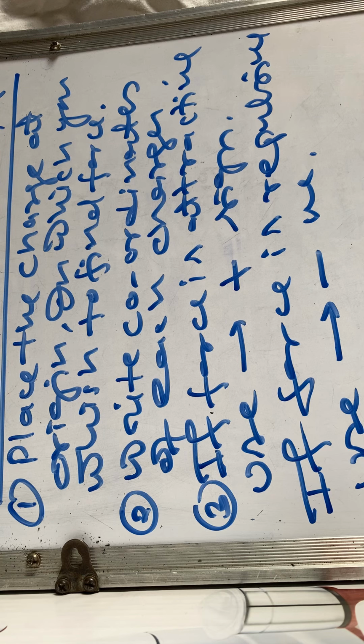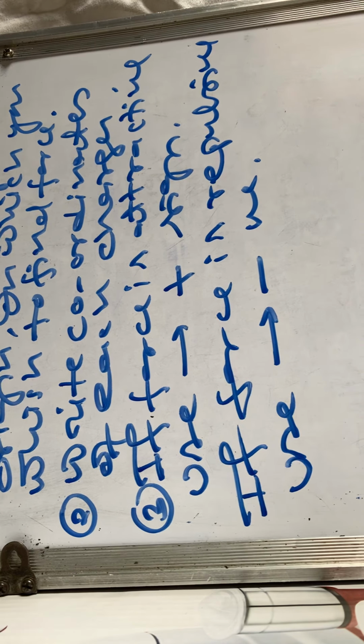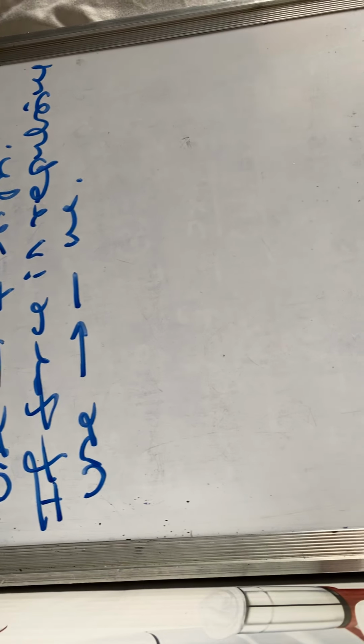Place the charge at the origin on which you wish to find force on it. Second, write coordinates of each charge. Then third is, if force is attractive, then use positive sign. If the force is repulsive, use negative sign. Let me explain this in this example.